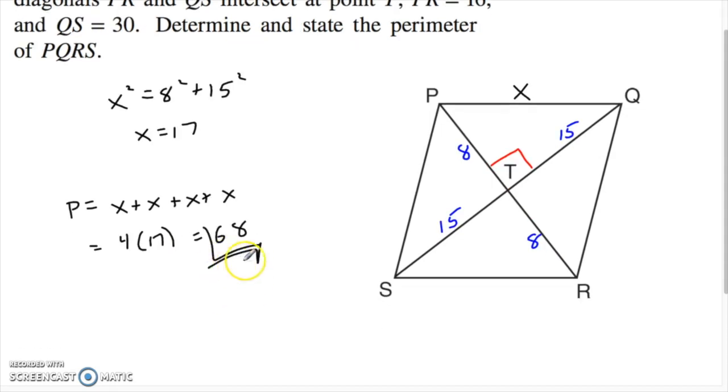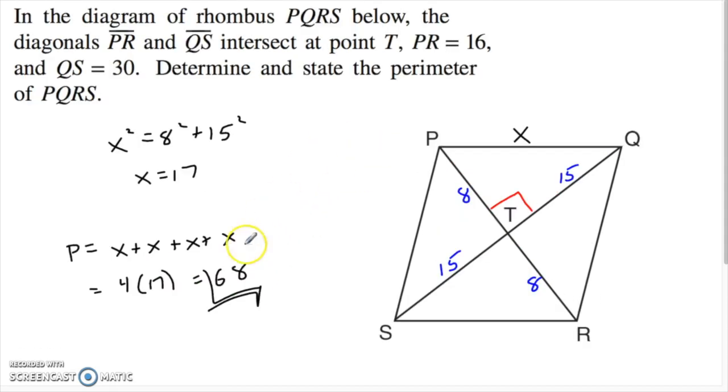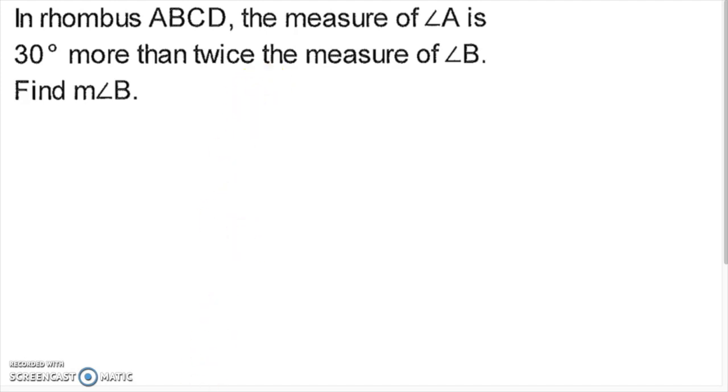Oops, my whole screen just moved a little bit there. So if you know the length of the diagonals of a rhombus, you can find out the length of a side, or the entire perimeter, by using Pythagorean theorem. Very classic question about a rhombus. Let's take a look at another example here.